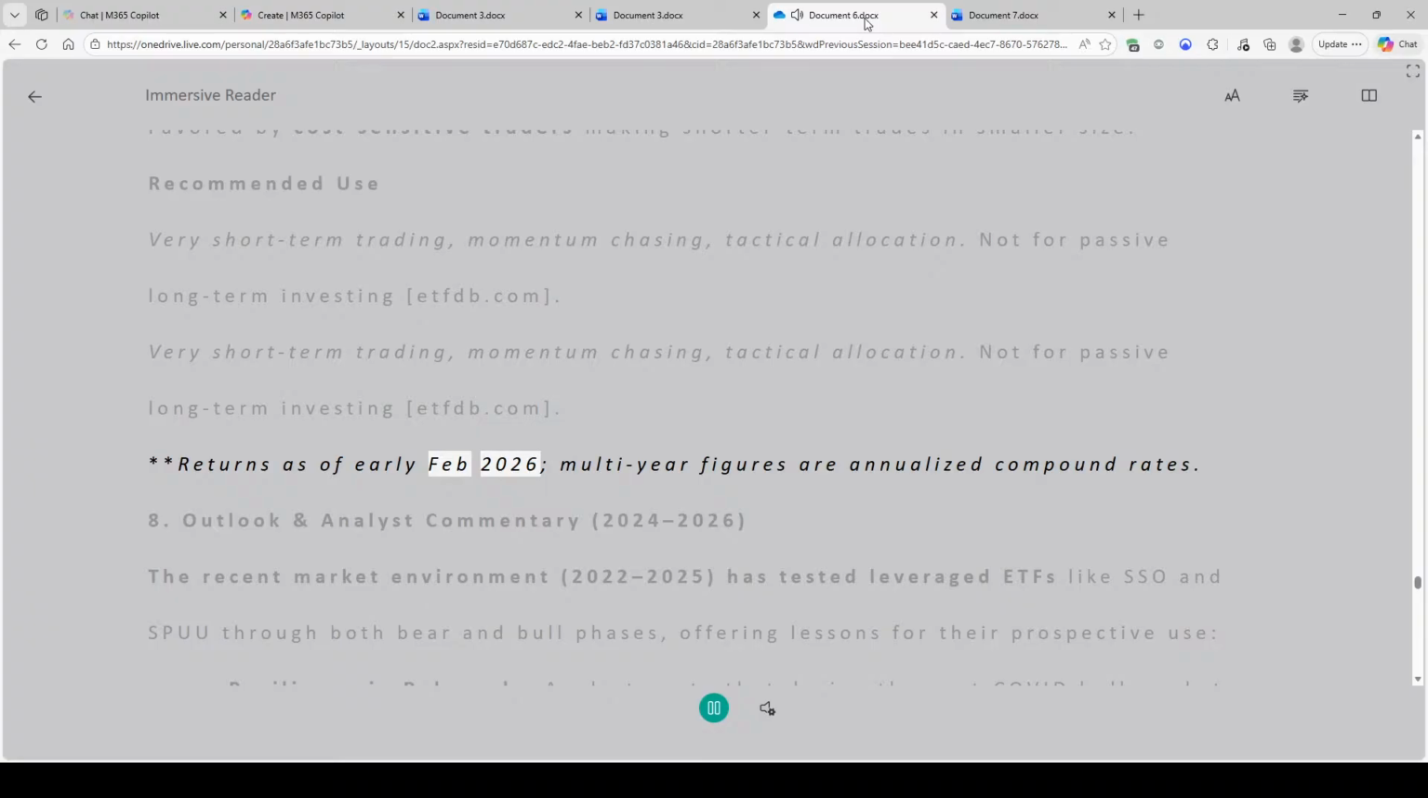Returns as of early February 2026; multi-year figures are annualized compound rates. 8. Outlook and Analyst Commentary, 2024 to 2026.